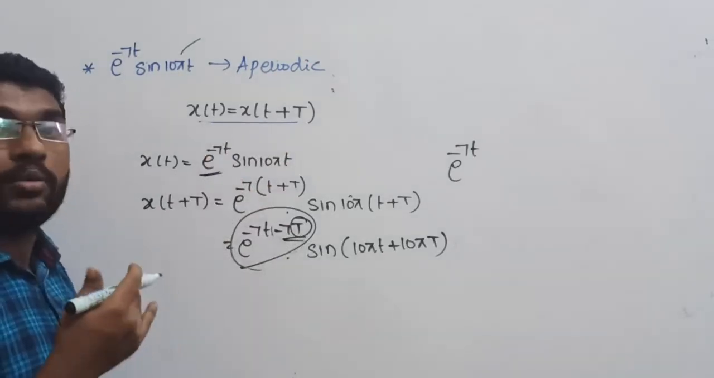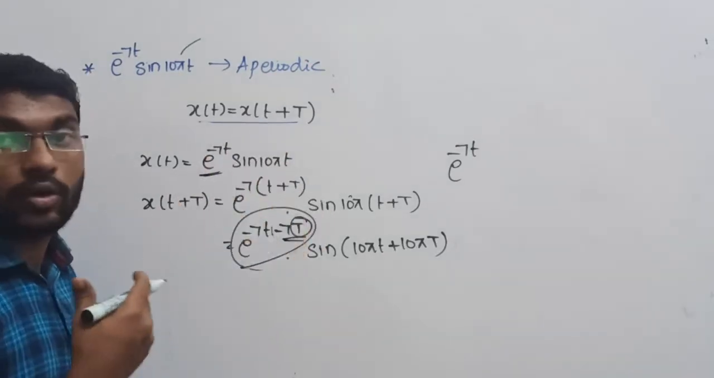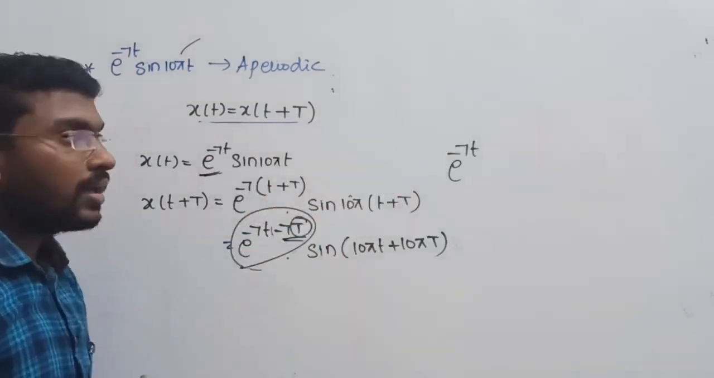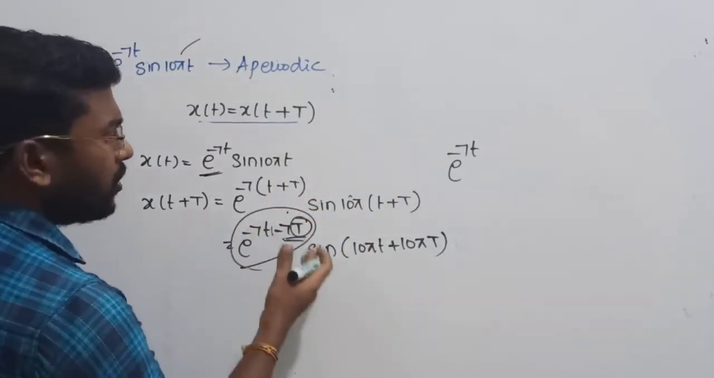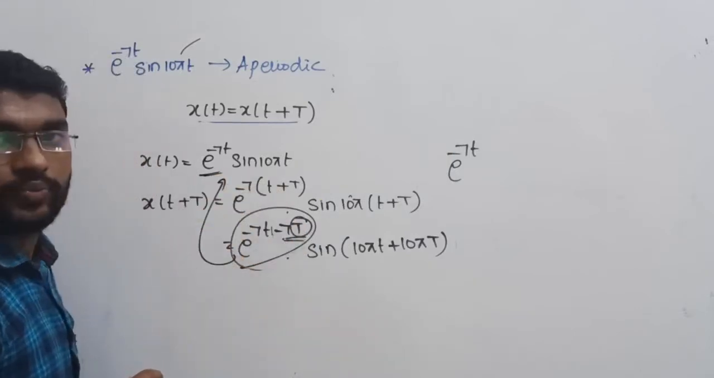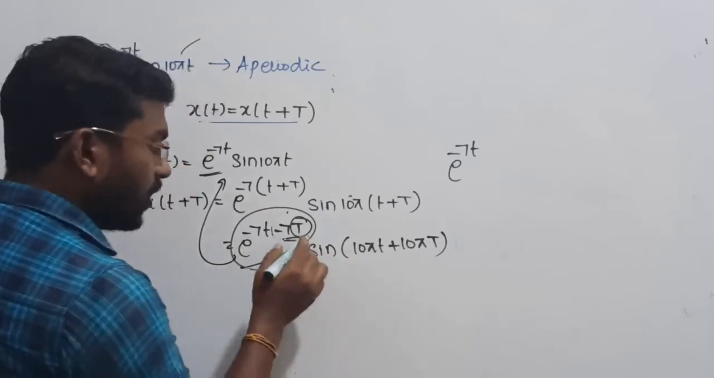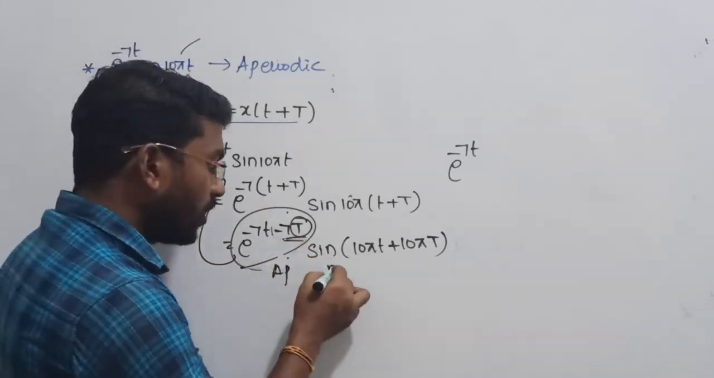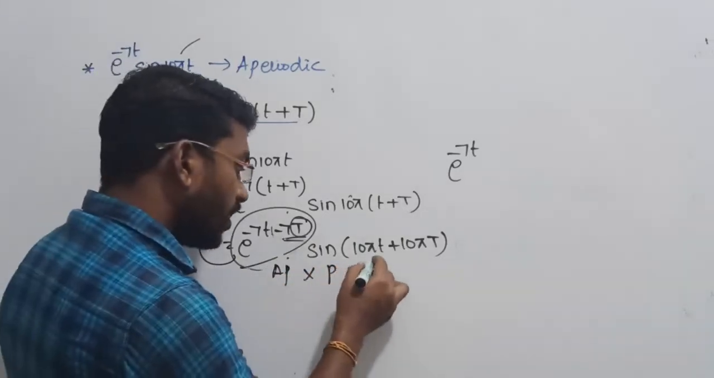We have to choose a minimum of 1, 2, 3, 4 samples. You should not start from 0. You have to start with a minimum of 1, 2, 3, 4, 5, 6 samples. I will check and see. Put 1, put 2, put 3, whatever value you put, this function never becomes equal to this function. So out of this, multiplication of two signals, one is aperiodic, another one is periodic. When you multiply both, the result will become an aperiodic signal only.